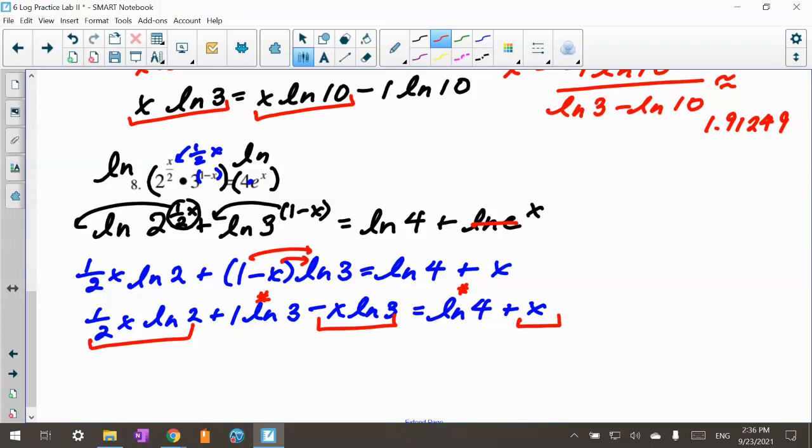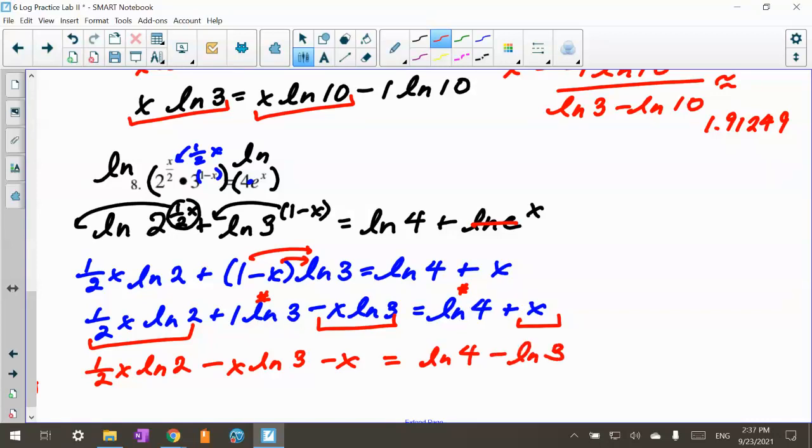So this is where I say be smart, lazy. Since 2 of the x terms are on the left, I'm going to move that over here. So I have a 1/2 x natural log of 2 minus x natural log of 3 minus x, so I move that over, equals a natural log of 4, which is this number, minus the natural log of 3. I could put the 1 there, but I don't really need it.